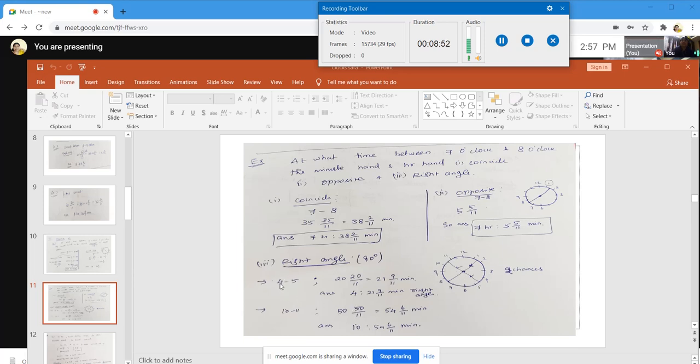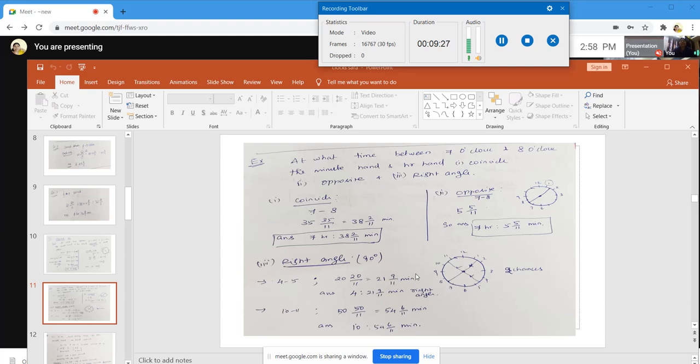4 to 5, you consider 4, then we write 20 by 11. Likewise, you can convert that into minutes and find the answer finally. That is nothing but 4 hours 21 9 by 11 minutes. Likewise, another 90 degree possibility is 10 to 11. So 10 into 5, 50, you consider. So 50 by 11. So your answer is 10 hours 54 6 by 11 minutes. So this is about the right angle. So we have discussed at what time the hands will coincide, at what time they will be opposite, and at what time they will show a right angle.